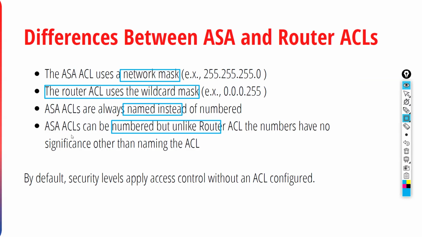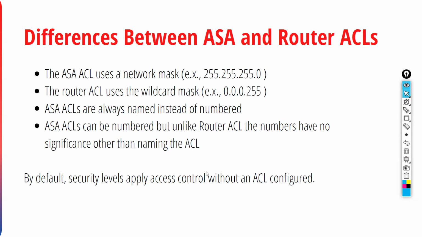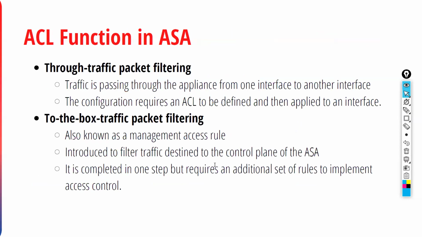And by default, security levels apply access control without an ACL configured. So if you want to filter the traffic, by default, security levels will filter the traffic, but your ACLs can be configured to filter the traffic further, to allow or deny the traffic as per the requirement. These are some of the rules.